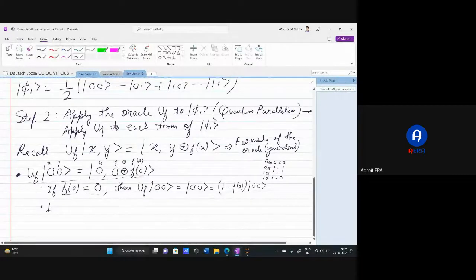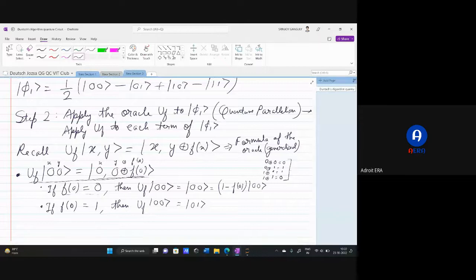And similarly, if f of 0 is equal to 1, then you are going to have Uf ket 0 0 is equal to ket 0 1, right? Because now f of 0 is 1. So again, put it in the formula above, which I have underlined. So 0 XORed with f of 0 is 1, so 0 XORed 1 is 1, right? If you have forgotten the XOR operation, you can consider this.